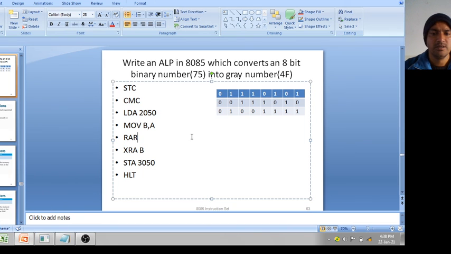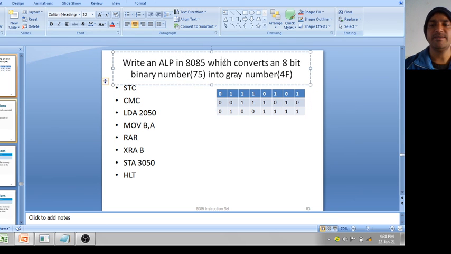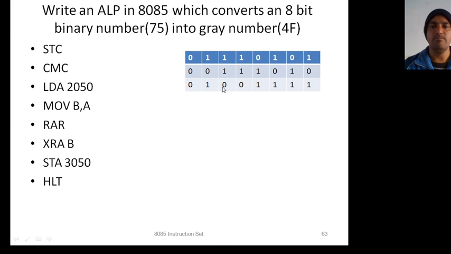Okay, now we will see one more program. Okay, suppose you have to determine... this is your program, binary to gray conversion. Okay, just take the screenshot of this program.